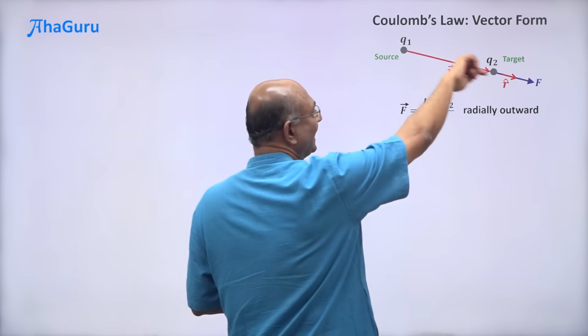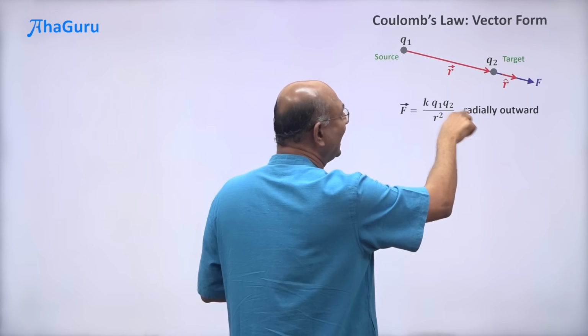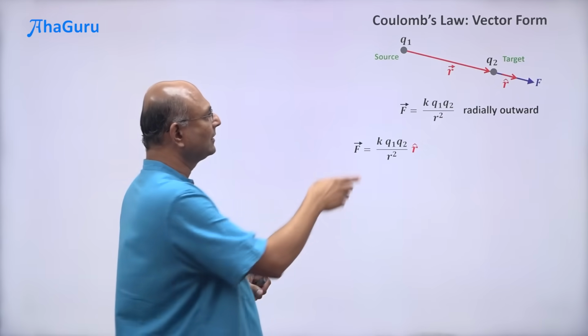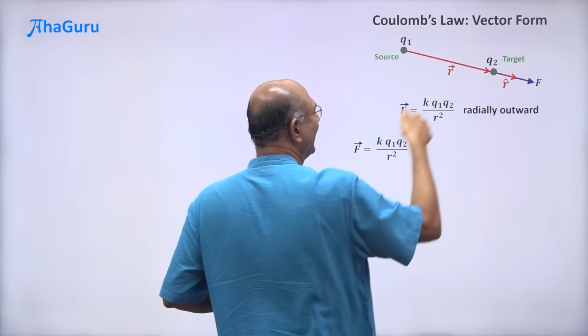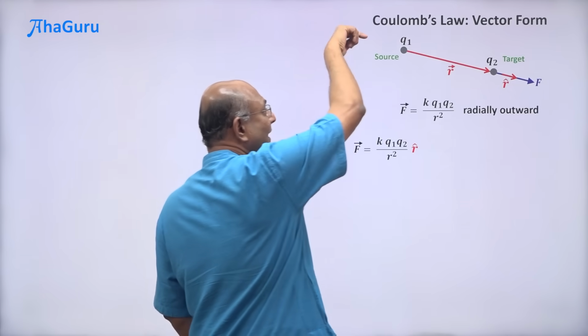Okay, so that will be R cap. So this same statement can be written as K Q1 Q2 by R square R cap. So what is radially outward? R cap. That's all. For radially outward, I am using this R cap. But what is R cap? It is a unit vector in the R direction.